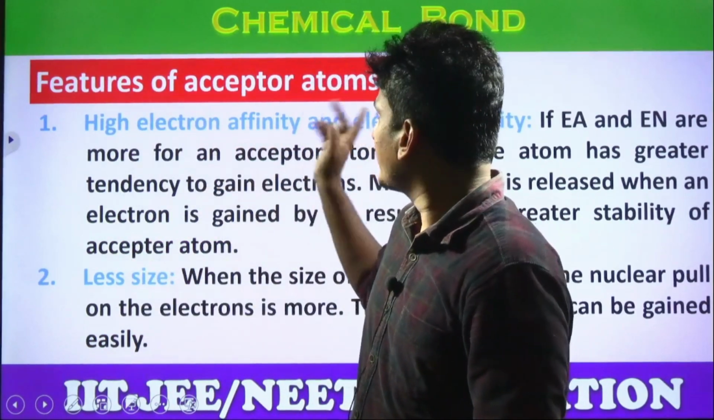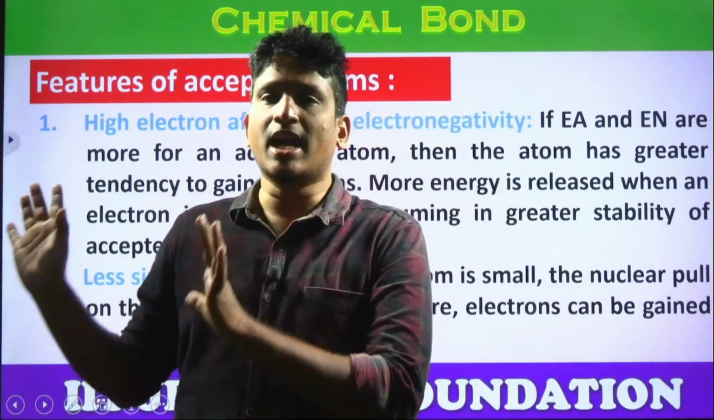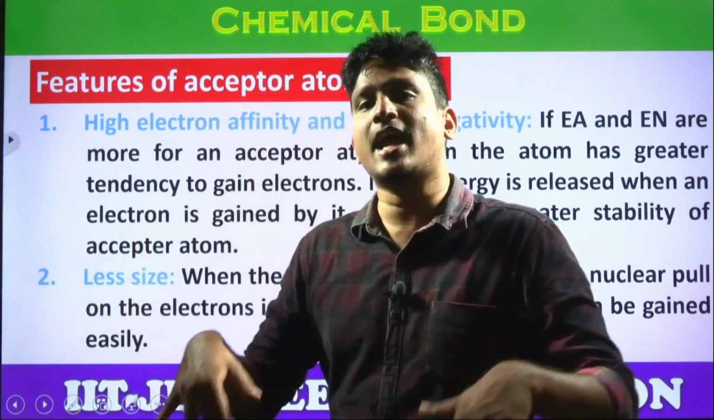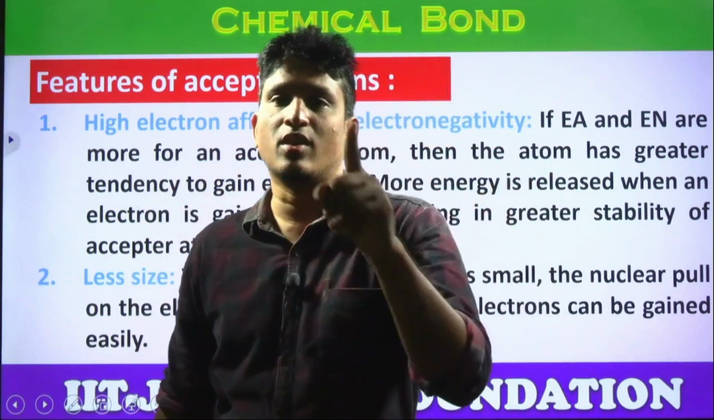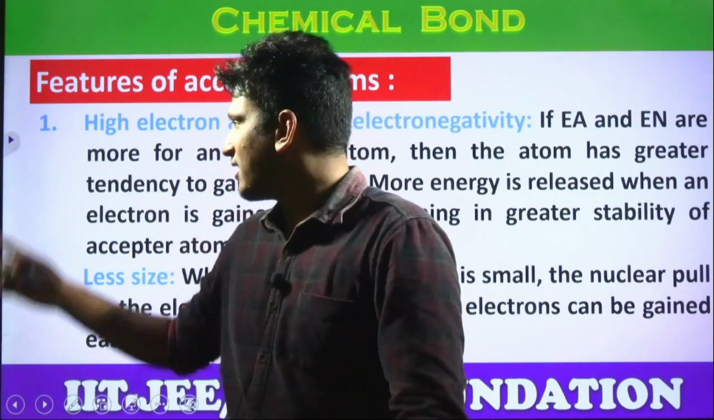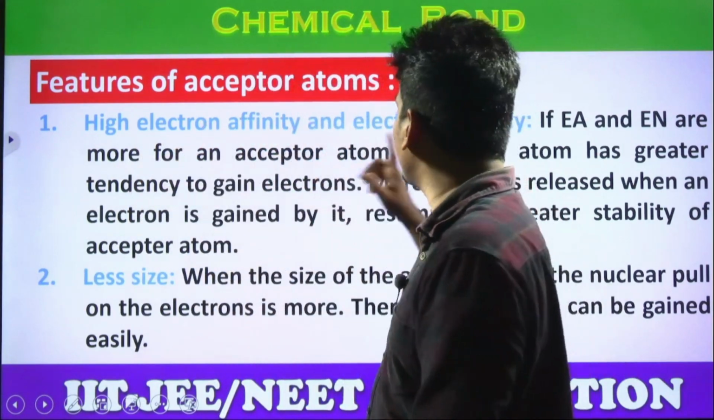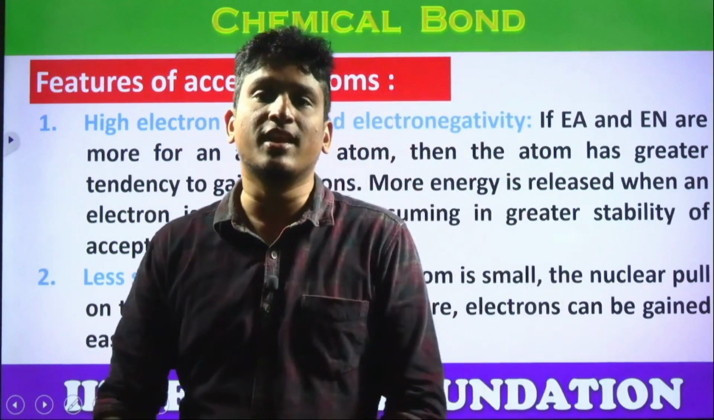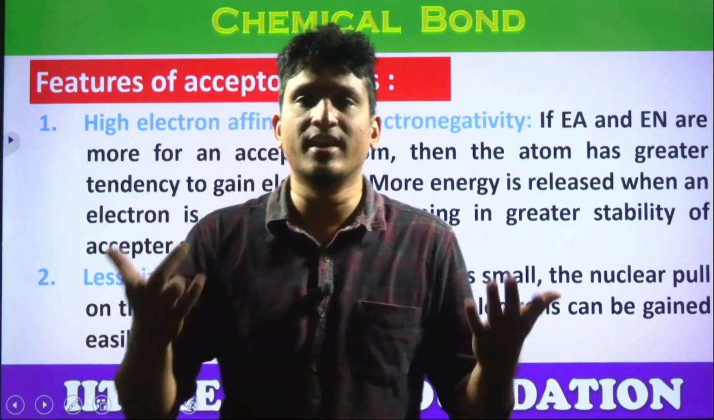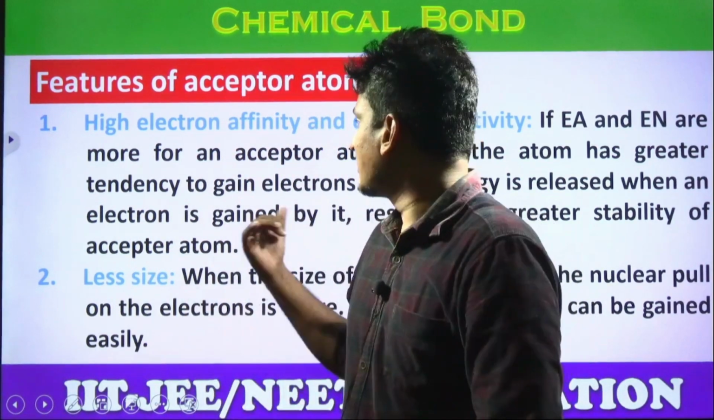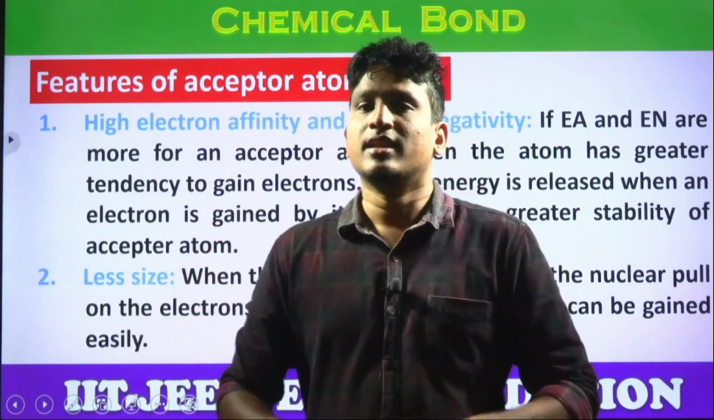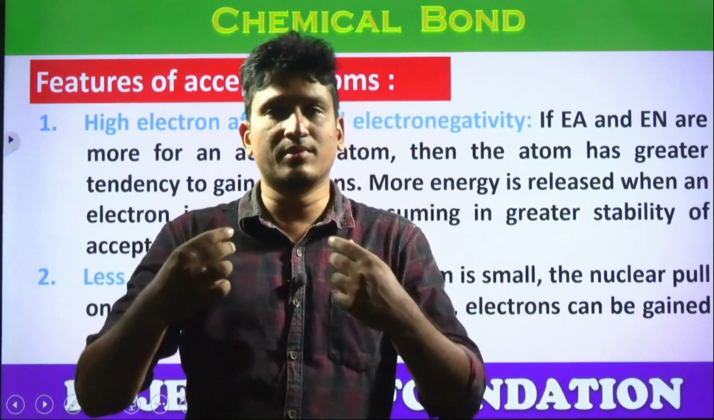Next, features for the acceptor atoms. That means these are the conditions. Previous conditions are for cationic formation, and these are the conditions for anionic formation. You already know all are opposite. Yes or no? First, look at the first condition, high electron affinity and electronegativity. What is electron affinity? The energy change when an electron is added to a neutral isolated gaseous atom. What is electronegativity? The tendency of an element to attract the electrons from the sharing pair, right?